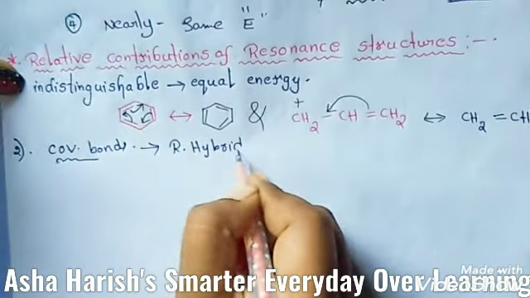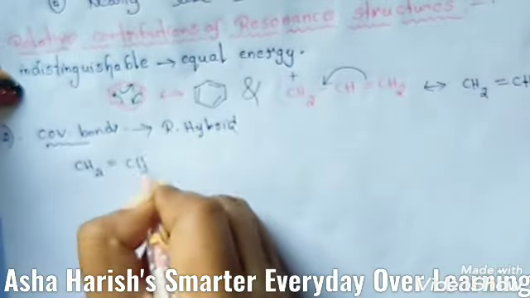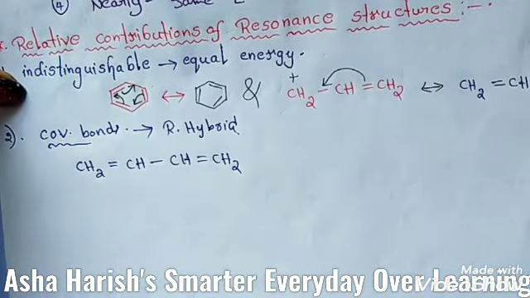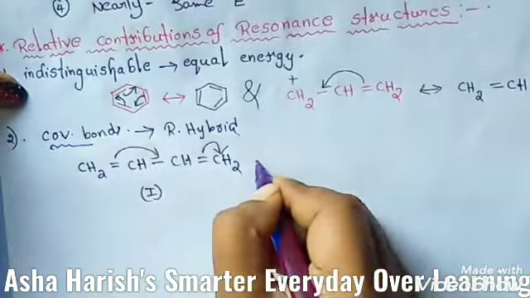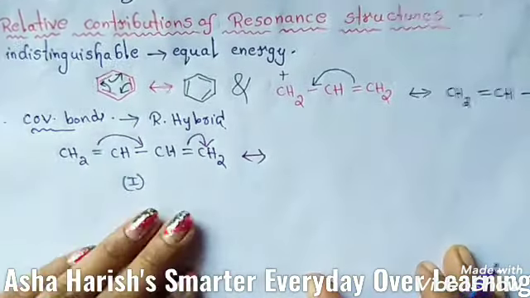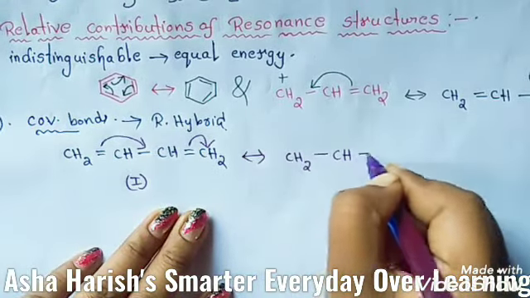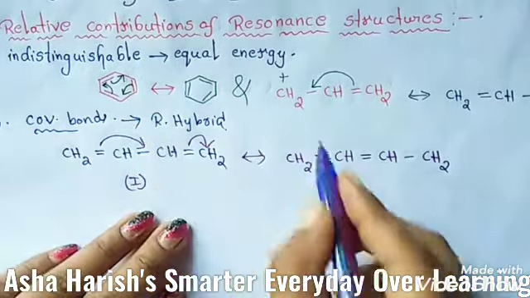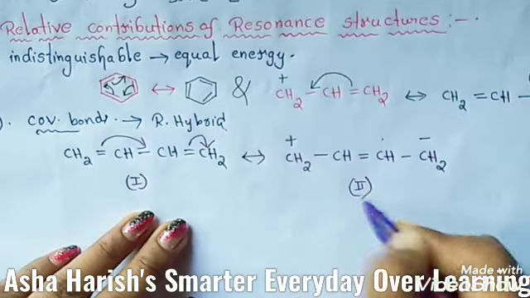Let's see the examples now. The first one, CH2 double bond CH single bond CH double bond CH2. Suppose the shifting goes towards this carbon, this is structure 1, then the formed structure should be CH2 single bond CH double bond CH single bond CH2. Due to the shifting of electrons, here positive plus will come, here negative minus will come. So this is the second structure.